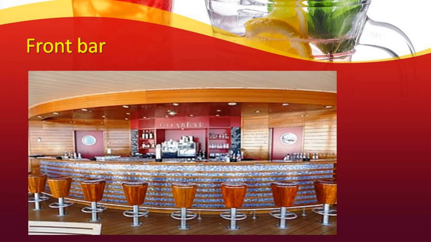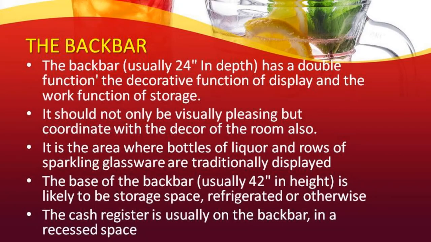The back bar, which is usually 24 inches in depth, has a double function: the decorative function of display and the work function of storage. It is the area where bottles of liquor and rows of sparkling glassware are traditionally displayed. There is a mirror behind them. The mirror has twofold purpose or function. One, it doubles the splendor of the bottles due to reflection. Another, it gives the person sitting at the bar a full view of what is happening behind him.